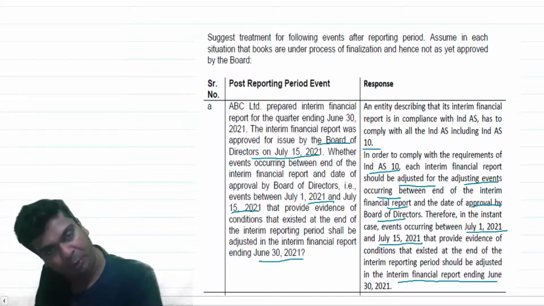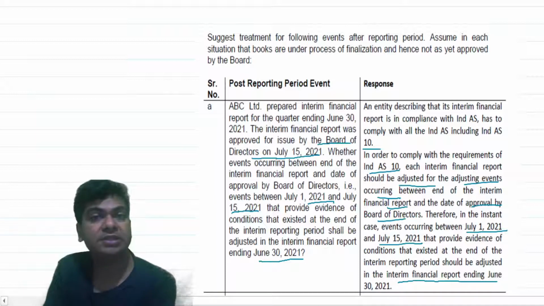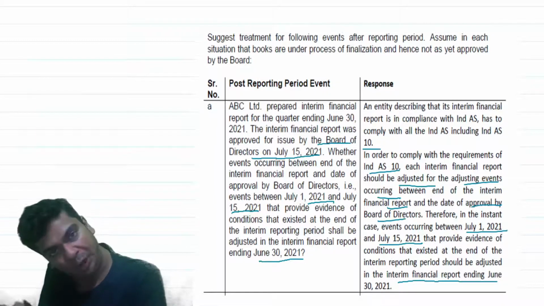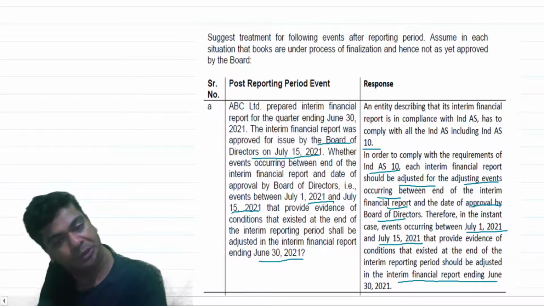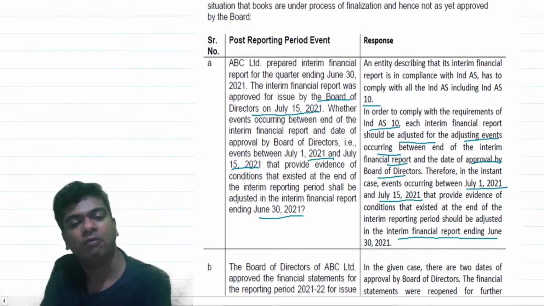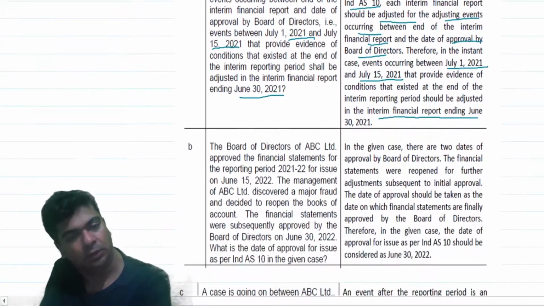June 30, 2021. Basically, the point to be remembered is that it is not that Ind AS 10 will be applicable only to annual reports. Ind AS 10 will also be applicable to interim financial reports. That will be a better way of remembering this case.